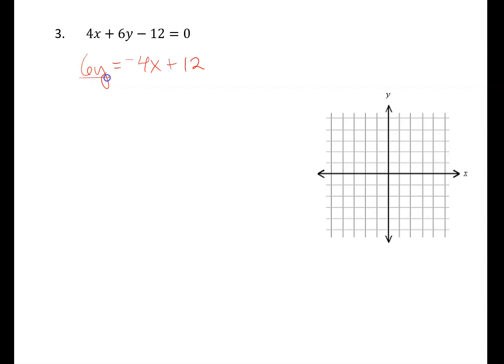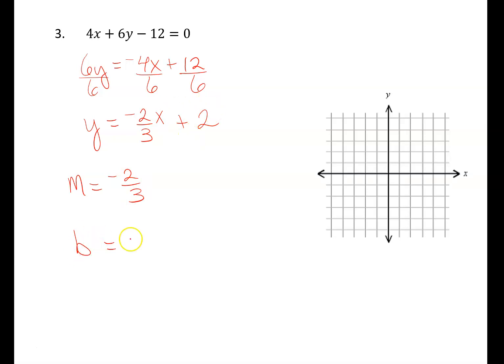Now to get y by itself, I would divide every term by 6. So now I've got y equals. Simplify your fraction would be a negative 2/3, and that x still needs to be there, plus 12 divided by 6 is 2. So now we have the equation in slope-intercept form. Let's write down the slope, negative 2/3, and let's write down the y-intercept is a positive 2.